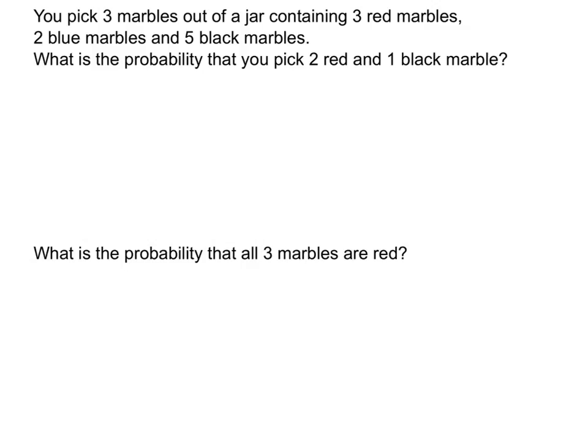So the probability, let's write it this way, the probability of picking 2 red and 1 black. The denominator in this case is going to be just picking 3 marbles out of the entire jar. That would be our sample space. So we have the combination of 10 choose 3. That's our denominator, because the sample space would be all possible outcomes, and all possible outcomes would be picking any 3 marbles out of this jar.